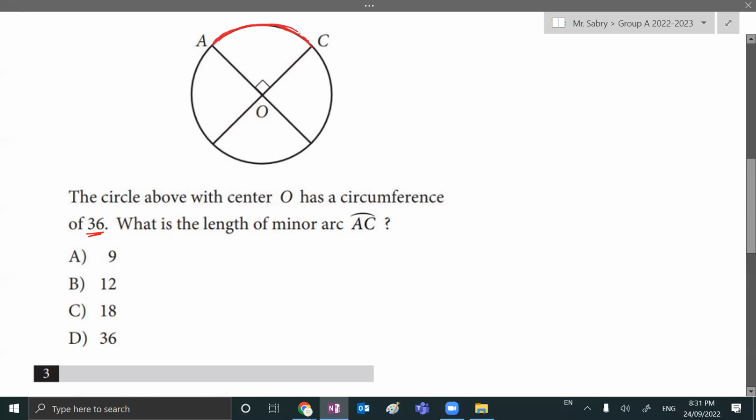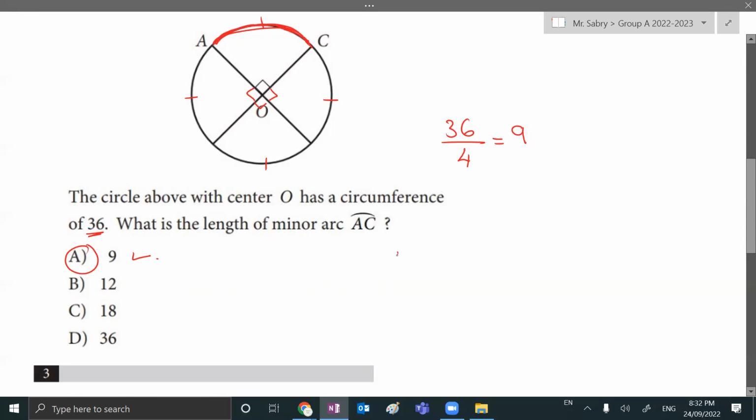When you look at this, you can think about it this way. If this is 90, this is 90, this is 90, and this is 90, then this arc equals this one, equals that one, equals this. So you just need to divide the 36 by 4, and you'll get that each arc is 9. And that's the answer right away.